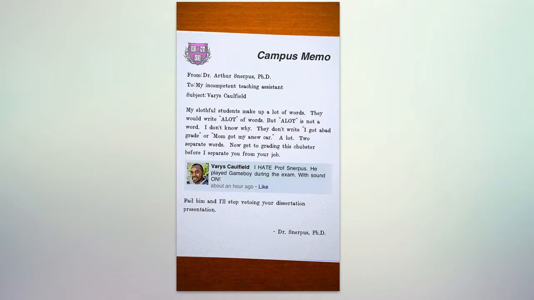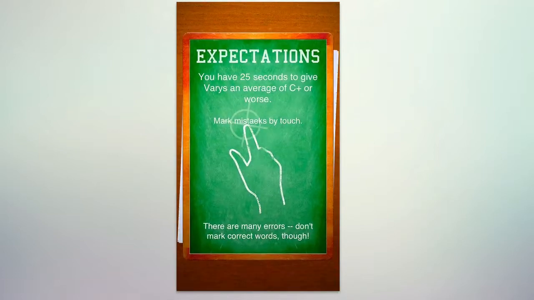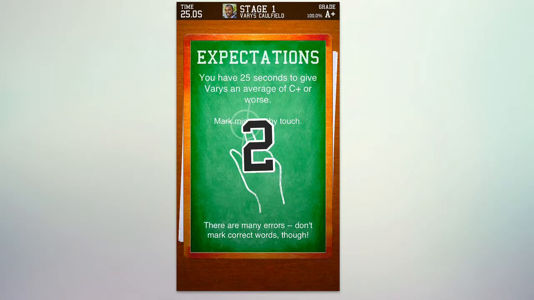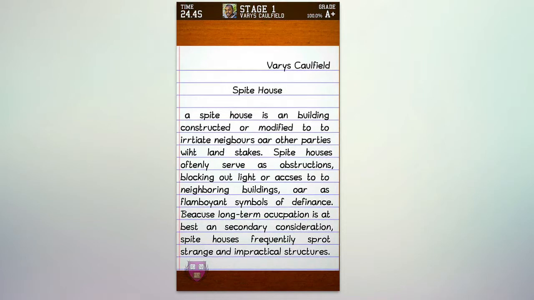And as soon as you start, it gives you a paper, and you can see it gives you this little memo right here, and I can click, and it says expectations. You have 25 seconds to give Varies an average of a C plus or worse. So you've got to give them a C plus or worse. There are many errors, but you don't want to mark correct words, because that will count against you. So it's going to time you, and you can see here begin, and then you can start typing.